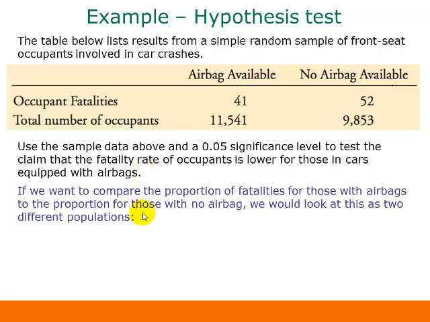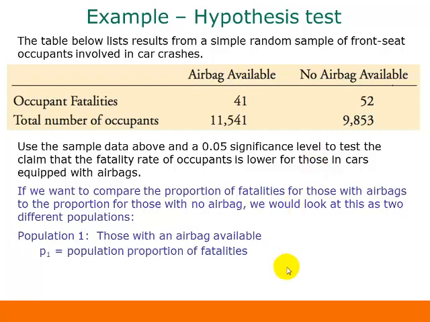And if we want to compare the proportion of fatalities for those with airbags and for those with no airbag, we would look at this as two different populations. So our population 1 is those with an airbag available. Again, this was the first column in our table, and it was also the first one that was mentioned in our claim. And our population 2 is going to be those with no airbag available.